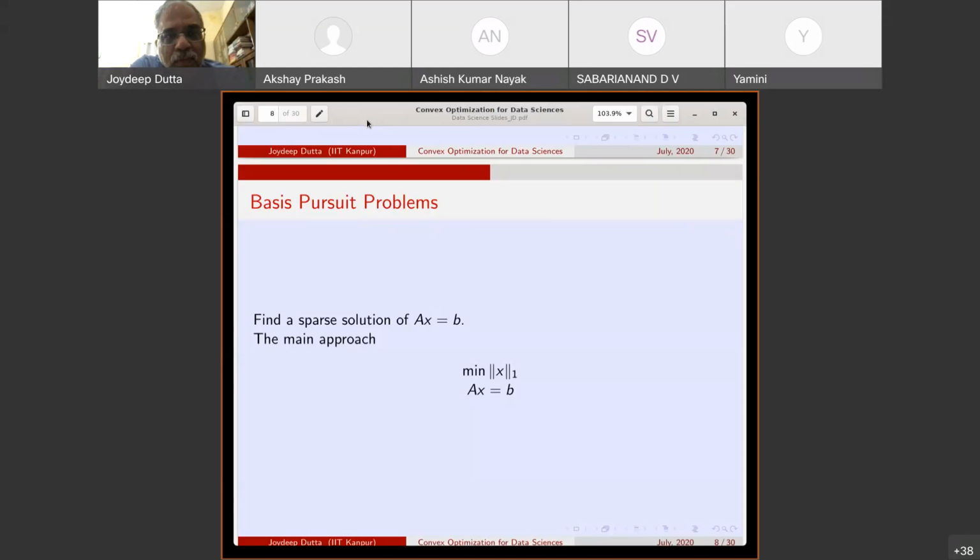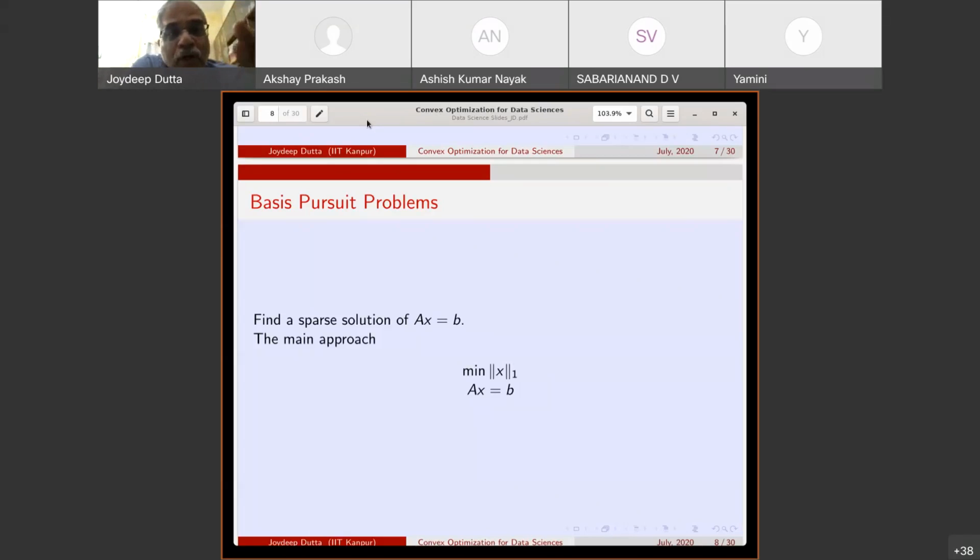Can I get such a solution? It has been observed, but there is no guarantee and nobody can say why, that if you choose among the solutions of Ax equal to B the one which minimizes the L1 norm of the solution vector x, that leads in most situations to a sparse solution.